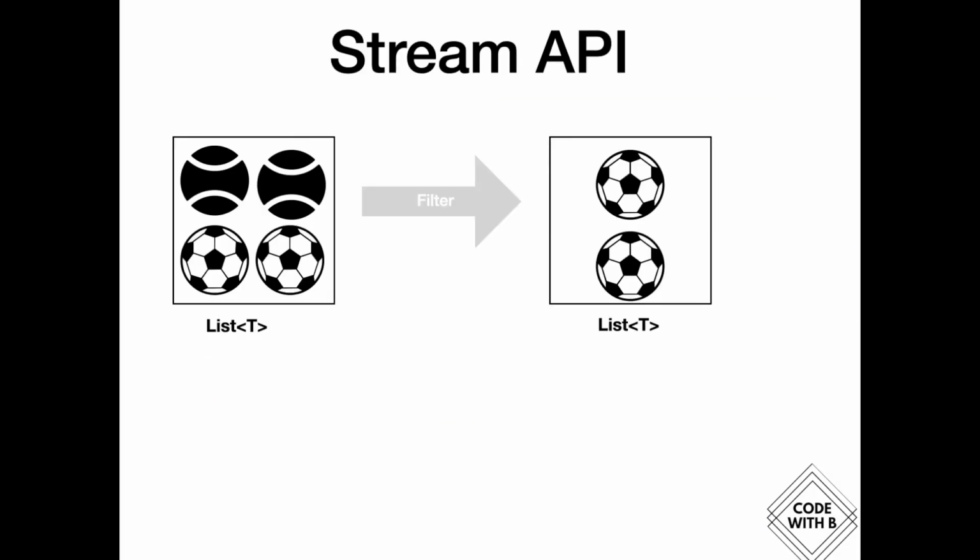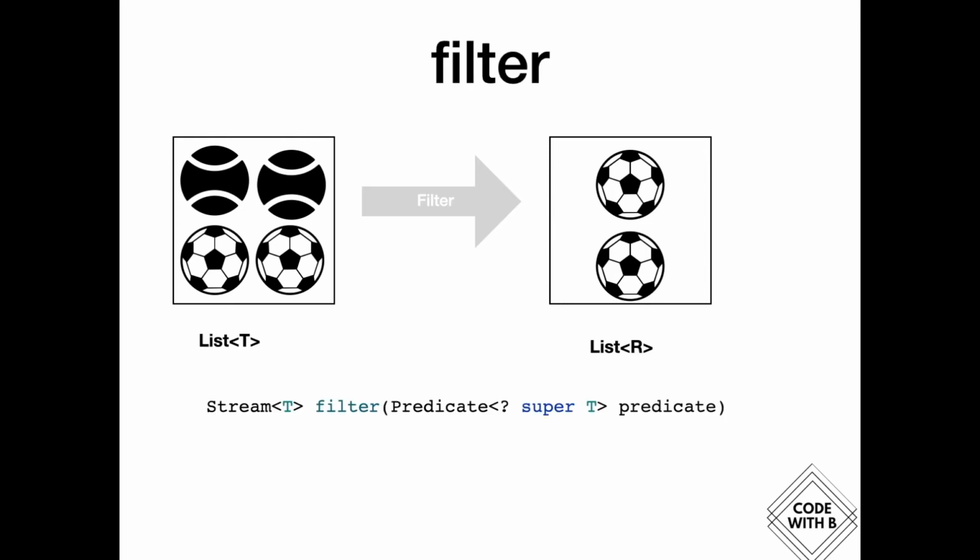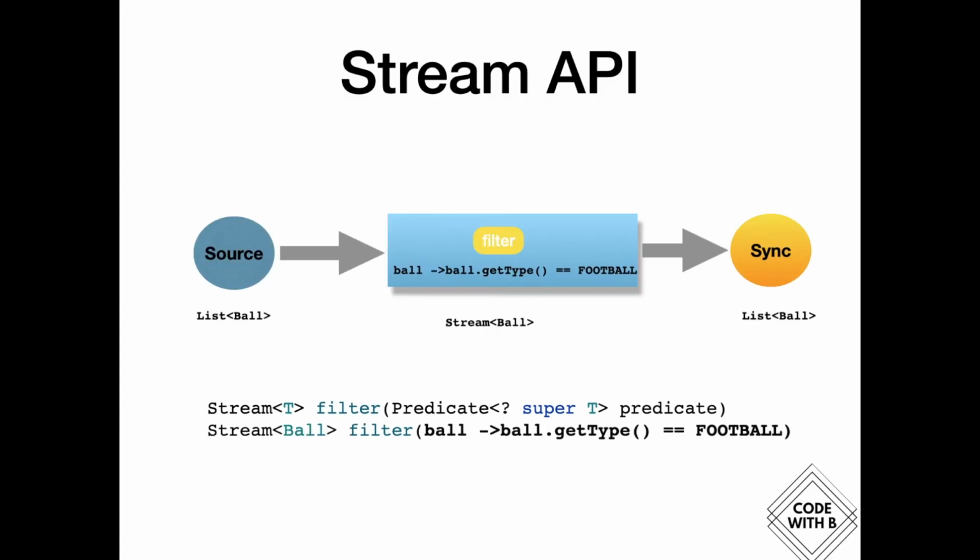If you have a requirement where you have a list of elements and you want to filter out some of the elements from that list, for example, here we have a list of tennis balls and footballs, and we want to get only footballs, then we can apply filter. Filter takes the predicate, and this predicate is again a functional interface. It takes some input and applies a Boolean condition on it. So for our example, if we need to get the footballs, we can apply a predicate, which is again going to be a lambda expression from type ball to Boolean.